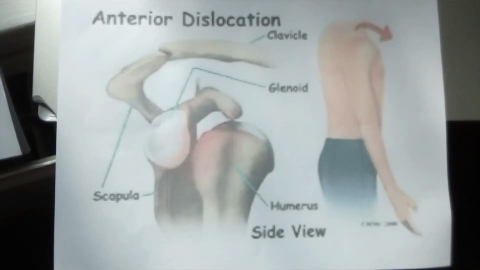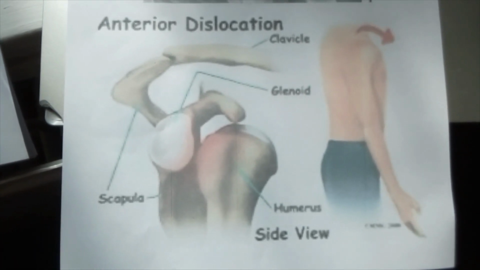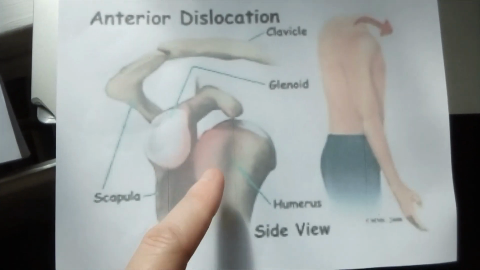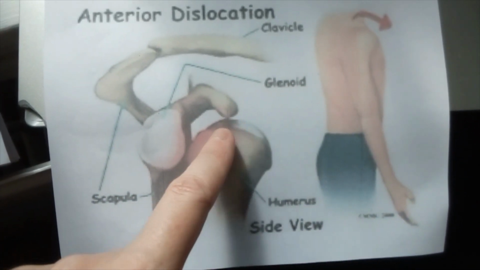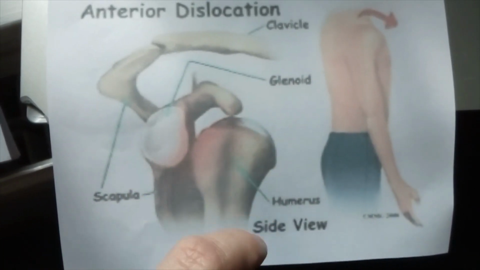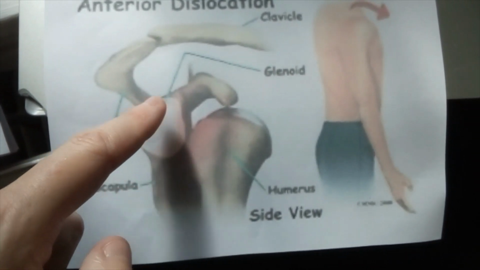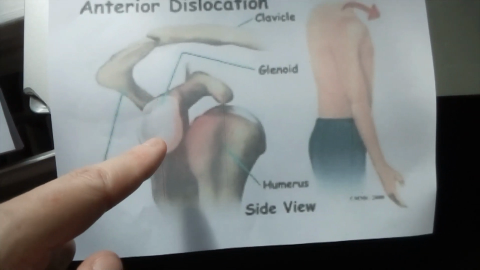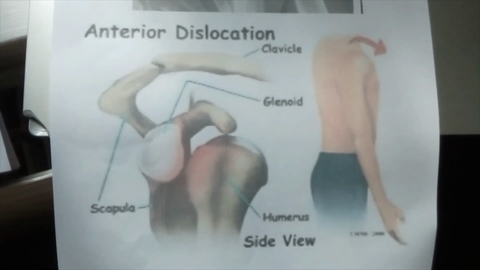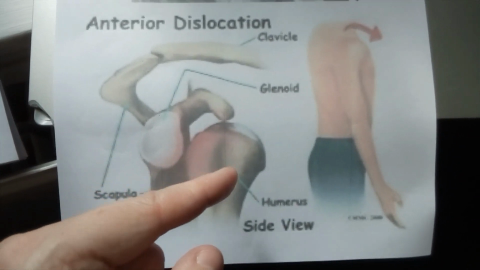So the first type is anterior dislocation, which, as I've said, is the most common type. And that's where the humerus, which is the upper arm bone, forms the ball of the joint. So that usually sits into the glenoid cavity here, which is the socket of the joint. But with anterior dislocation, what happens is that it comes out of the socket and pulls forward.